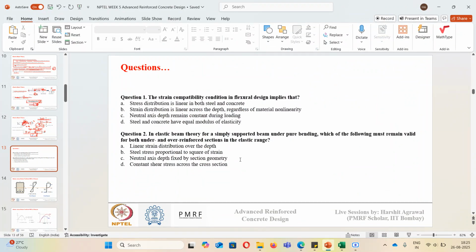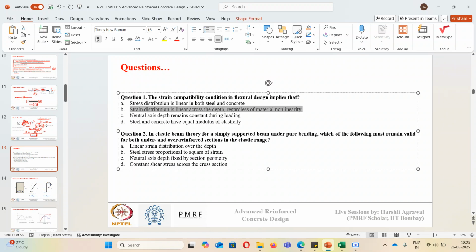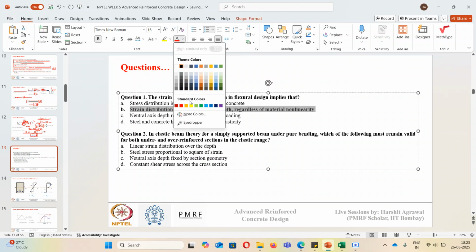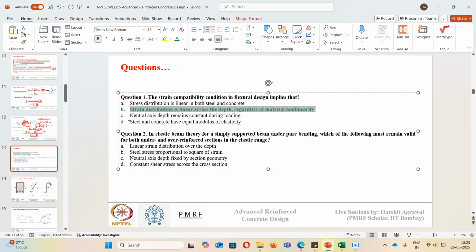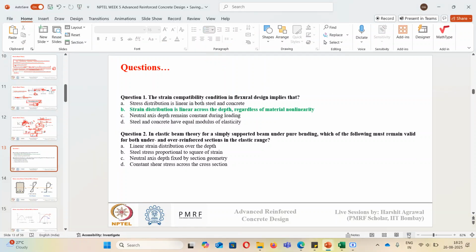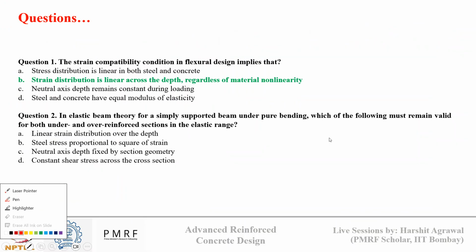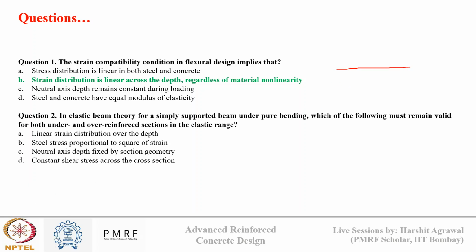Okay, so the correct answer for this will be B. We saw when we talked about the elastic beam theory and its assumption that the strain distribution is linear across the depth. If we take a section and assume this is the neutral axis depth, then across this neutral axis, the strain in the member will vary linearly, irrespective of the material.